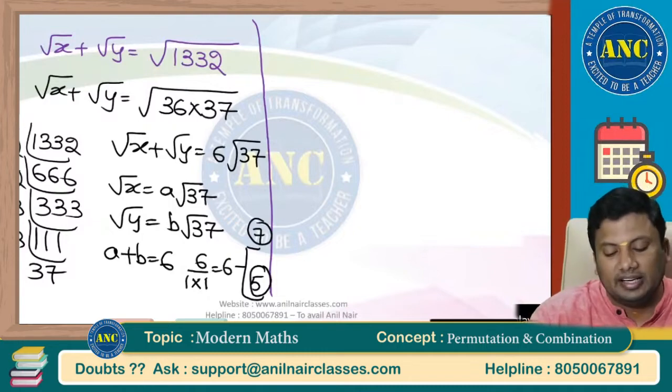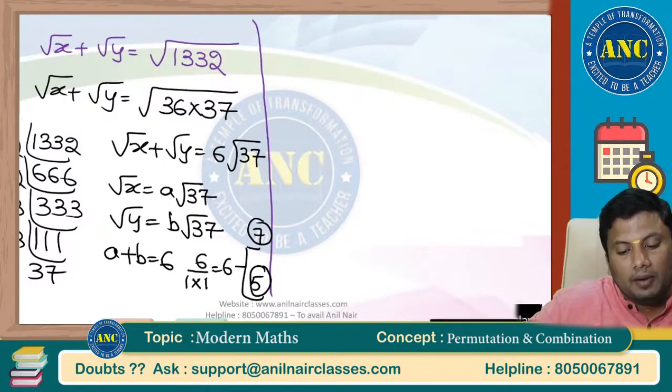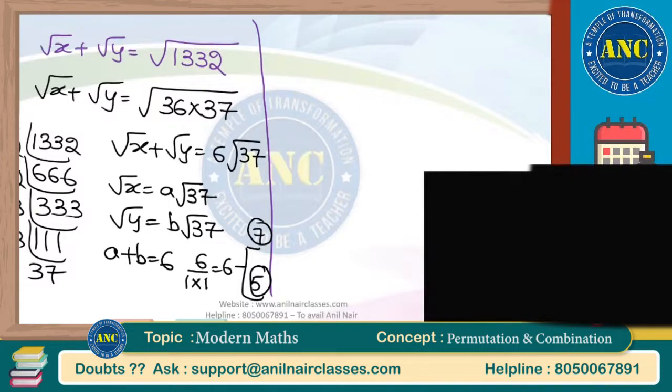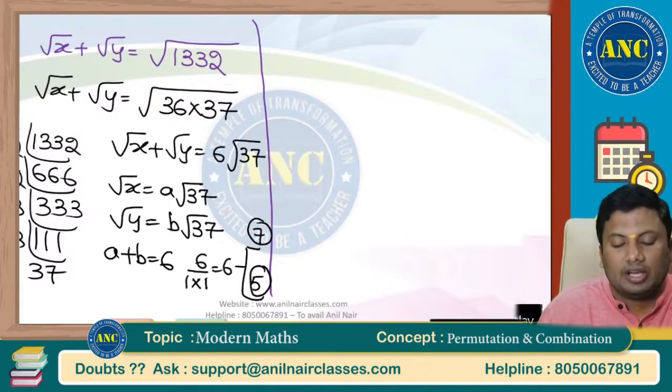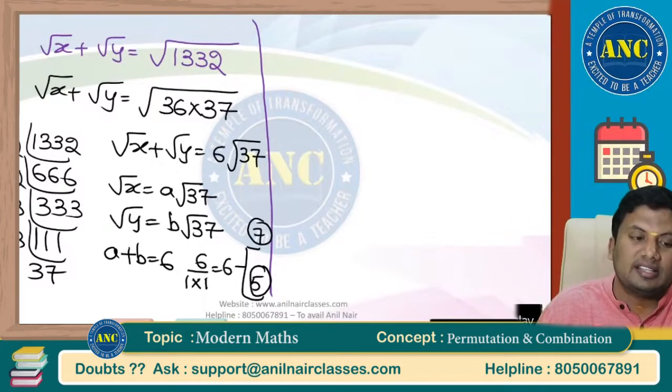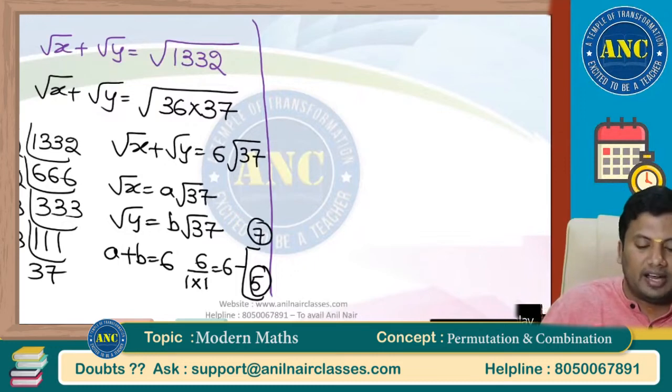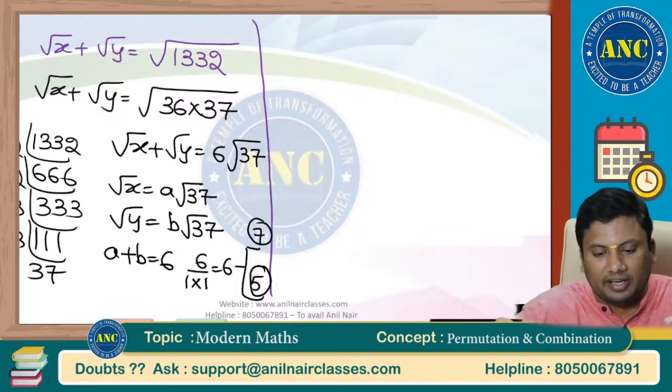The right hand side is nothing but a multiplication factor of an irrational number. 1332 factorization is 2 666, 2 333, 3 111 and 3 37. 4 into 9, 36 into 37, which is 6 root 37. Root x is a root 37, root y is b root 37. A plus b is 6. 6 by 1 into 1, 6. Answer is nothing but 7 and 5.